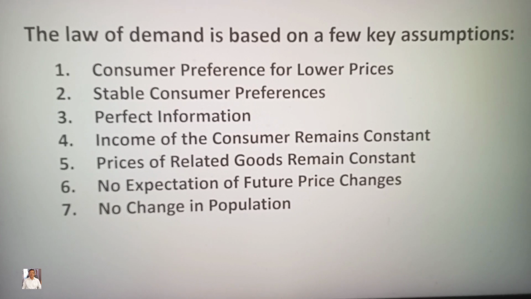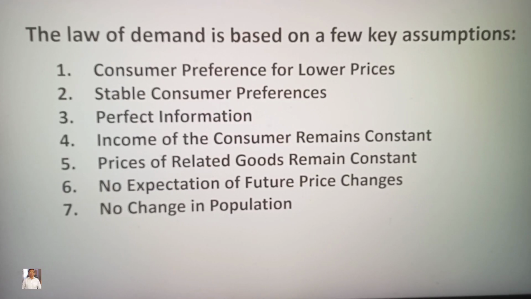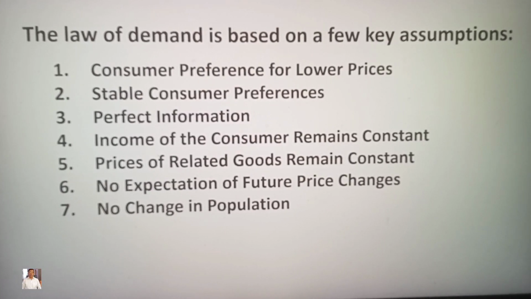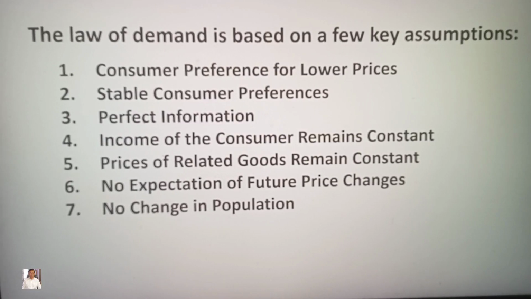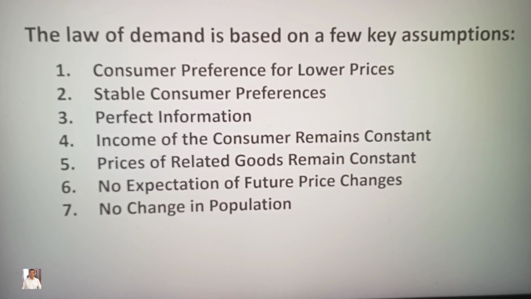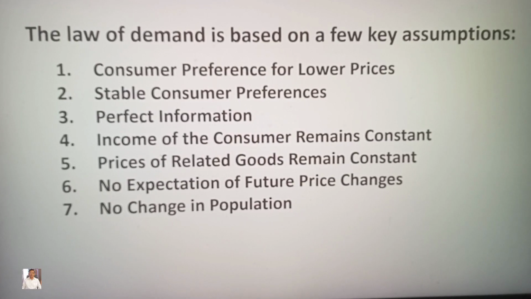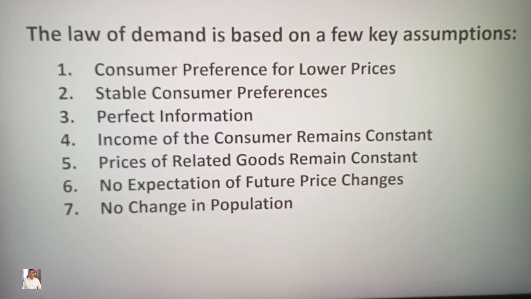Fourth, income of the consumer remains constant. The consumer's income is assumed to stay the same. Any change in income would affect the purchasing power and alter the level of demand. Fifth, prices of related goods remain constant. The prices of substitutes and complementary goods are taken as constant.